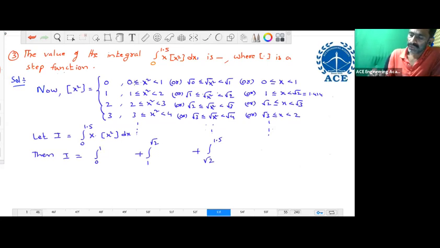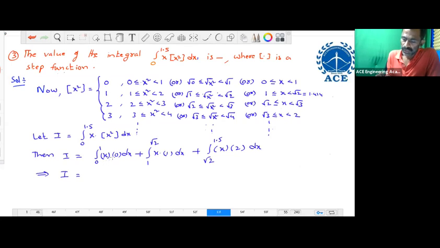For the 0 to 1 interval, what is the step of x square function? 0. So x into 0 dx. Next, x into, for 1 to root 2, the function is 1, dx. Root 2 to 1.5, that is after root 2 and before root 3, the function is 2 only. So x into 2 dx. The step is removed. Now we can integrate.